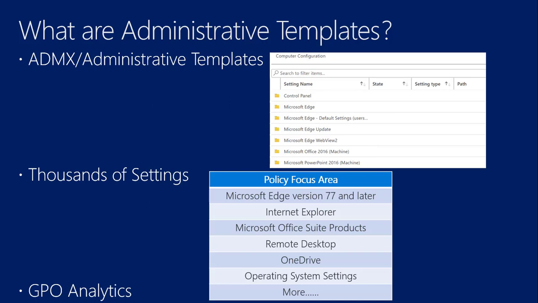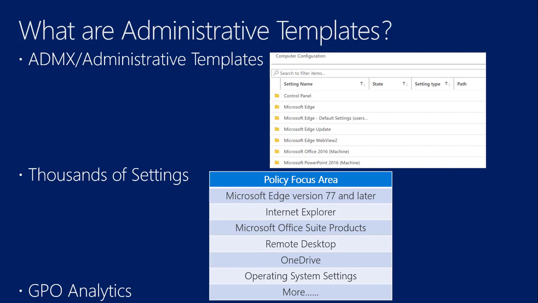So ADMX-backed policies or administrative templates are going to contain thousands of settings. So these could be OS settings, and typically will be things that are shipped with Windows. These are going to be the policies that are largely found under computer configuration / administrative templates if you're looking through the local policy editor. Not limited to that. You'll see that in just a minute, but typically found there, right?